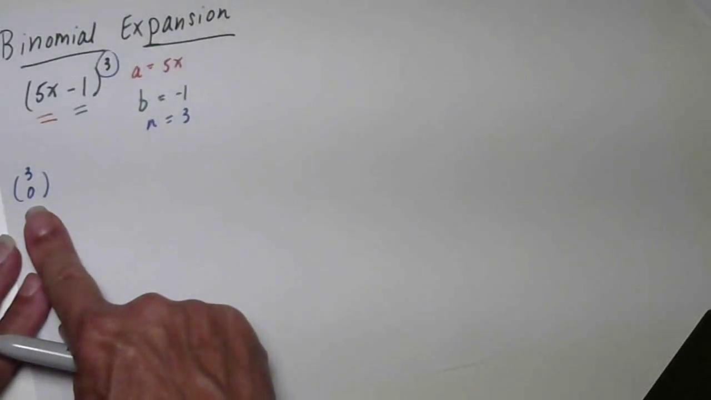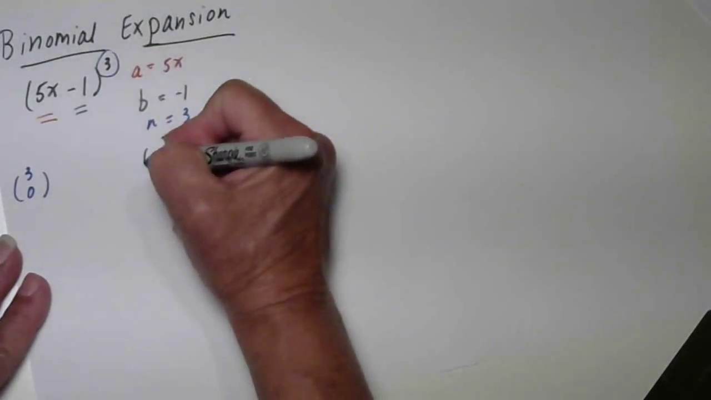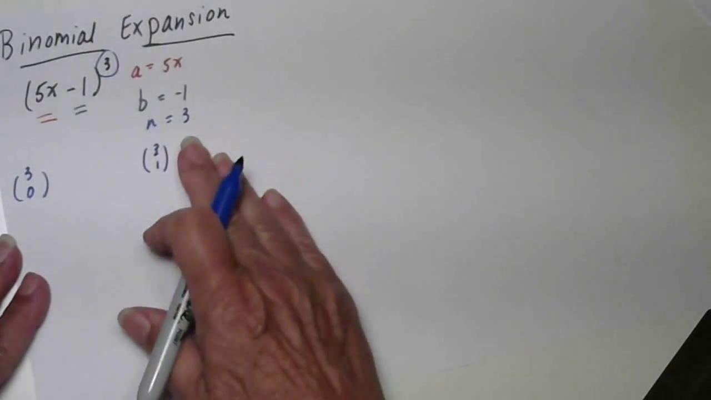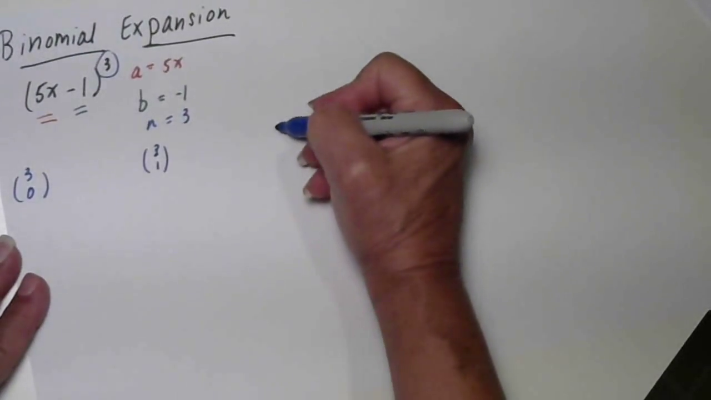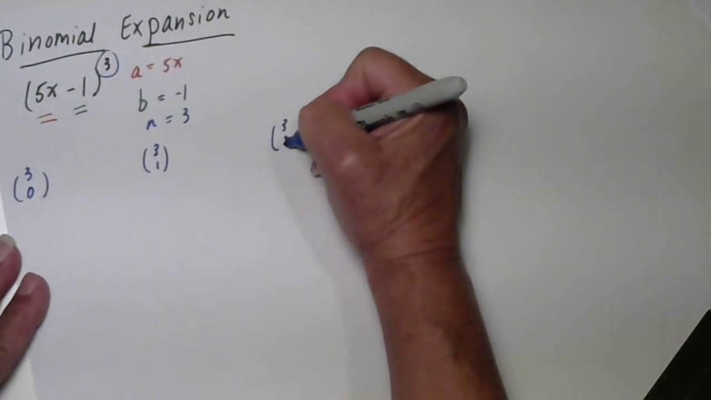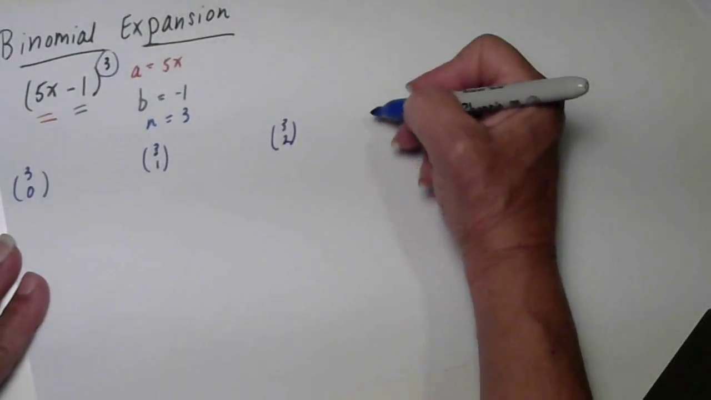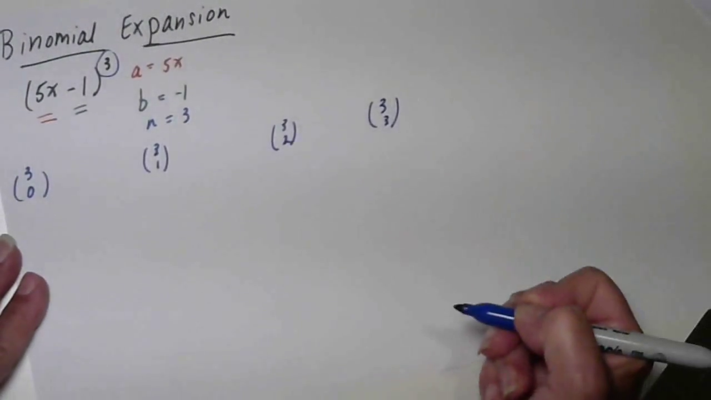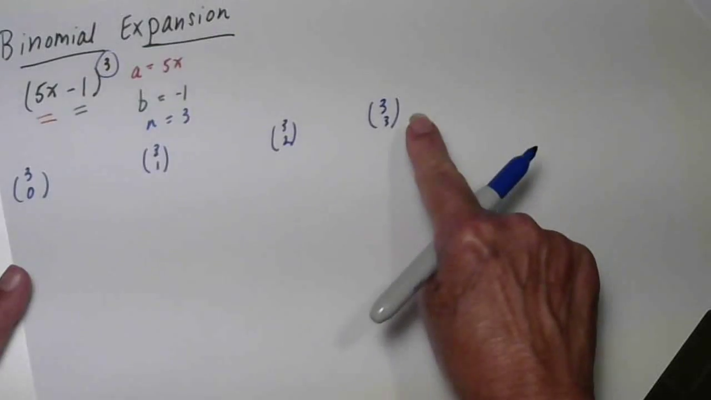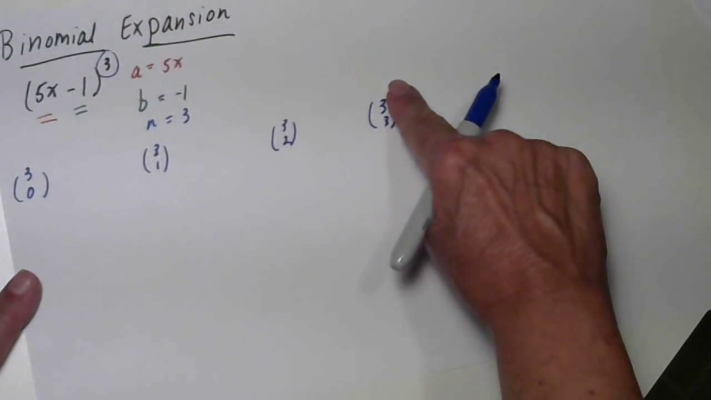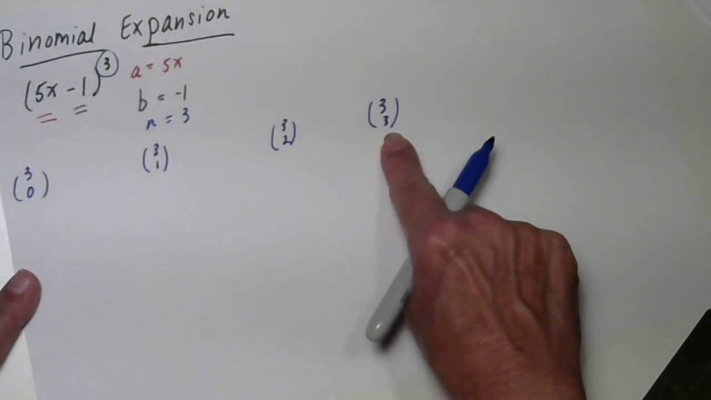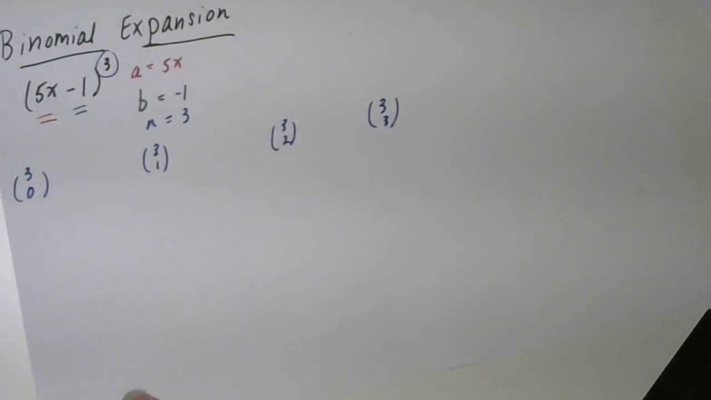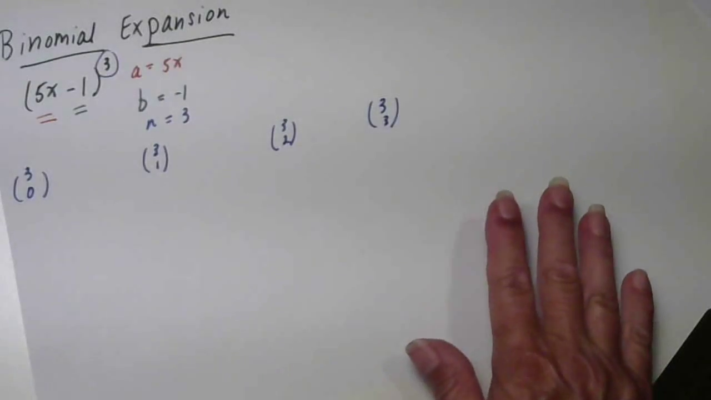So now let's work with our patterns. There's the coefficient for our first term. For our second term, our coefficient is going to be notated 3 over 1. For our third term, it's going to be 3 over 2. And for our fourth term, it's 3 over 3. And now we're done. As soon as the number on top, n, is the same as the number on the bottom, the 3 over 3, we're done. So we have our coefficients laid out for each term.